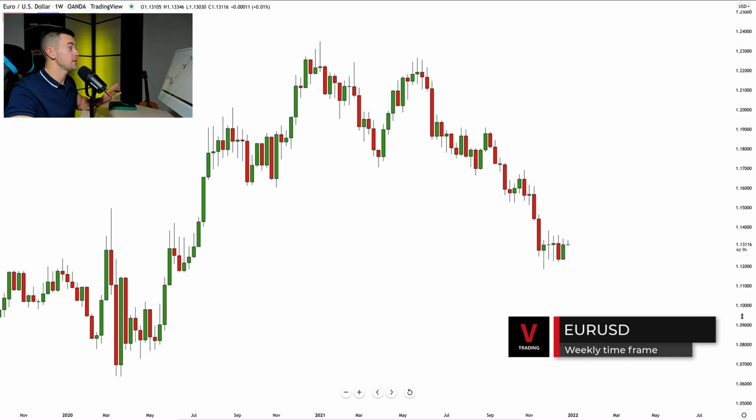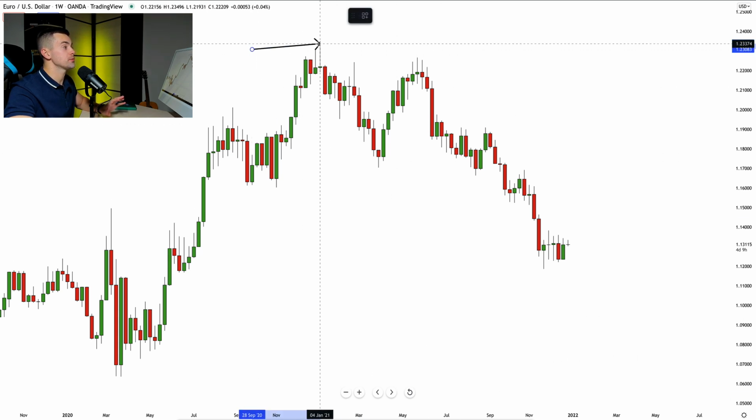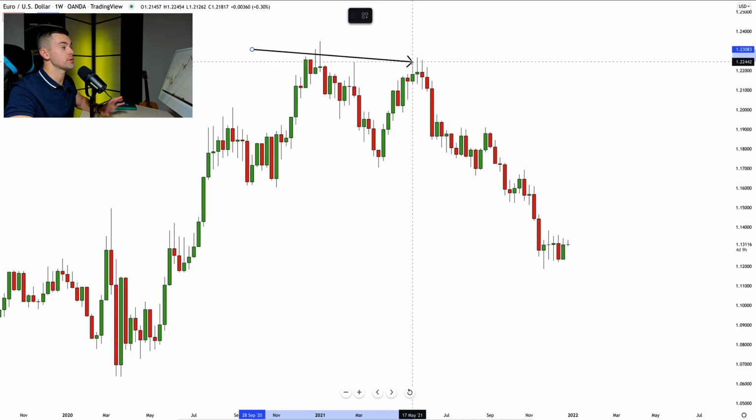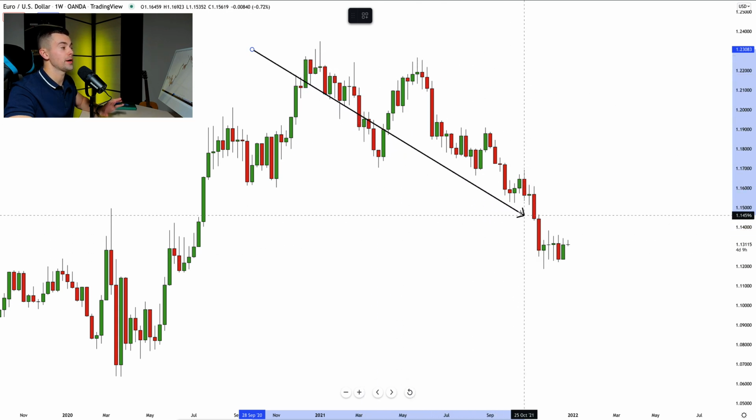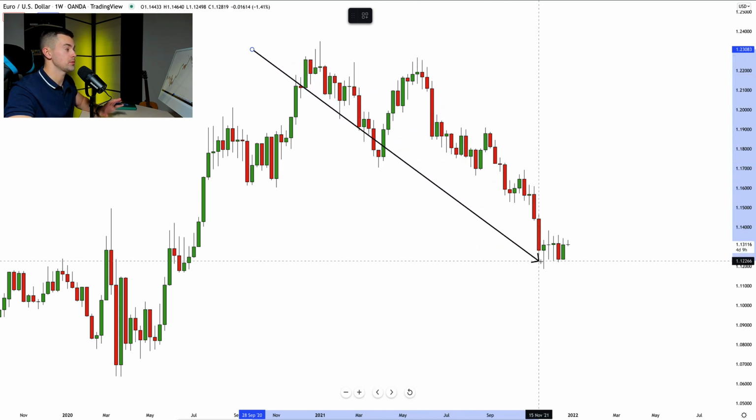Last but not least is Eurodollar. From the beginning of this year, the market is trading in a bearish trend. Once that structure high was reached, we dropped, we set the lower high, and then we dropped again, and we saw a very strong bearish continuation right here.